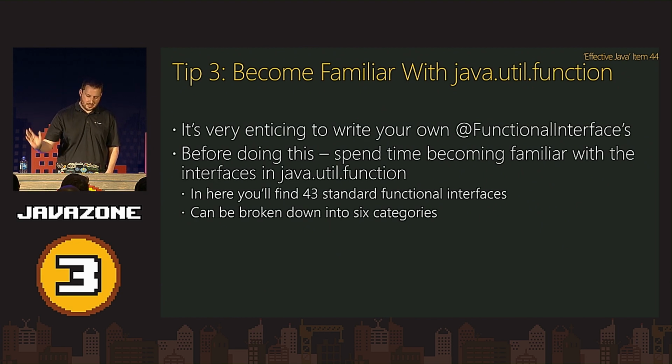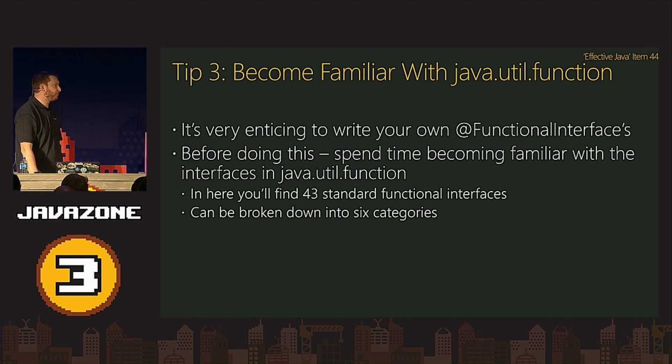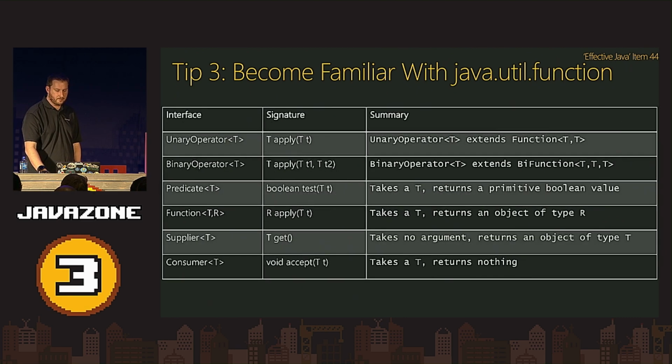However, having said that, this is one step back, because what I want to say is that in many cases you don't have to write your own functional interfaces. You can use the ones that are built into the java.util.function package. There are actually 43 of them, and they can be broken down into six categories.